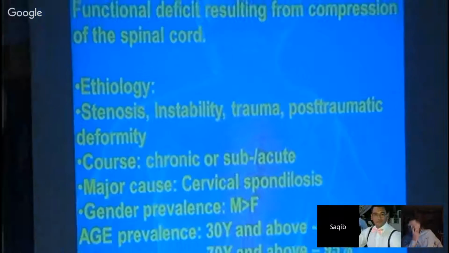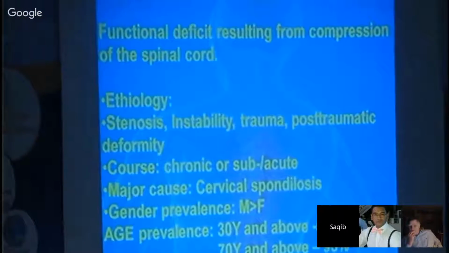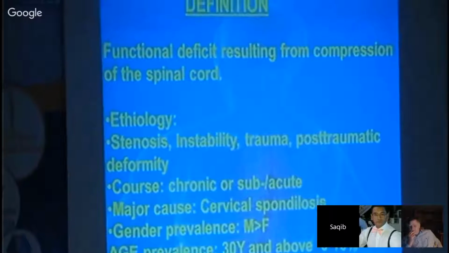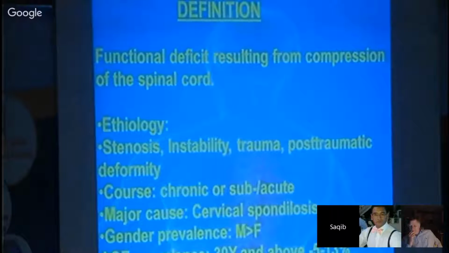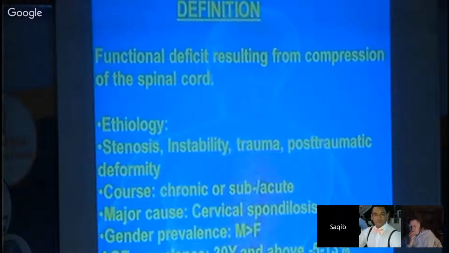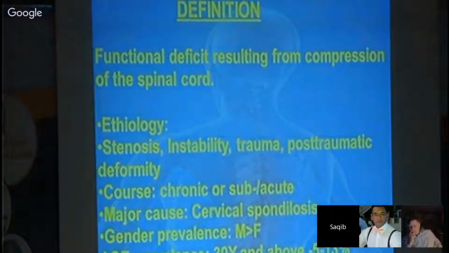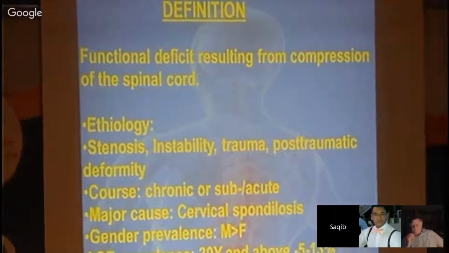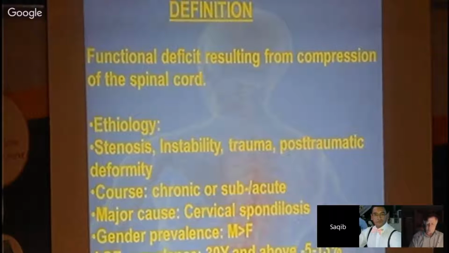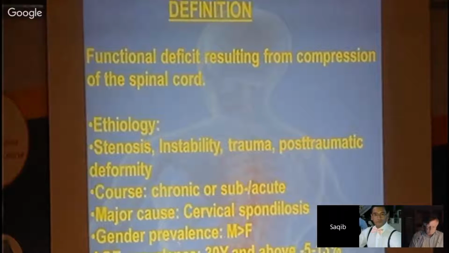So what's the etiology? What is causing cervical spondylotic myelopathy? This could be stenosis, instability, trauma, or post-traumatic deformity. Usually we have a chronically progressive, or subacute or acute course of the disease. The major cause of the disease is cervical spondylosis. Usually we have a prevalence of males over females, and usually it's old age, although we have some cases in young age as well.